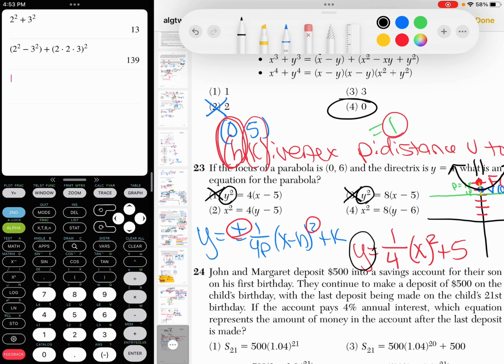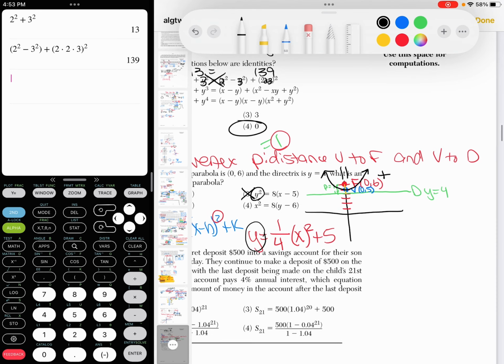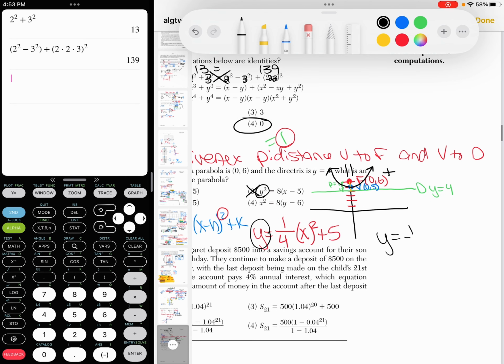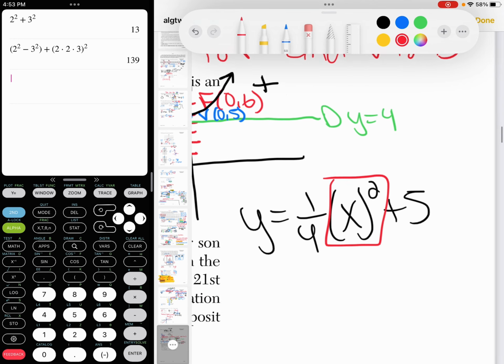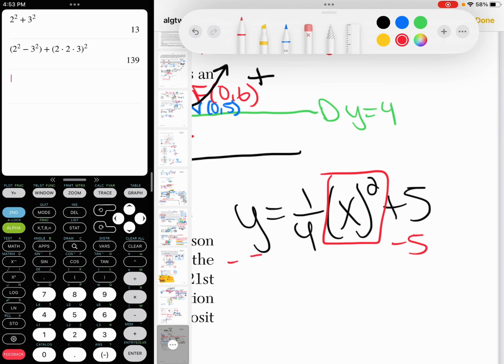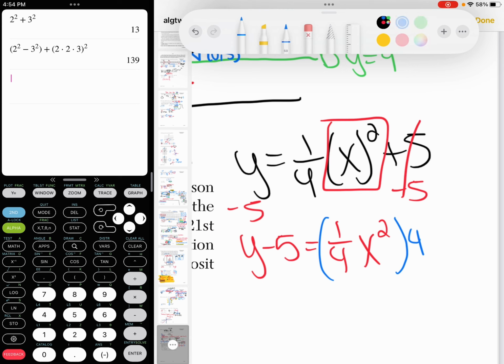The other two are solved for x squared, so we're going to have to do some math to solve this equation for x squared. So if I rewrite this, I'm just writing it again, y equals 1/4 x squared plus 5. I'm trying to solve it for x squared so that I can get it into the format that choices 2 and 4 are in. So I'm going to subtract the 5 over. I can't actually subtract 5 from y, so I'm just going to write y minus 5 equals 1/4 x squared. And then to get rid of that 1/4, I'm going to have to multiply by the reciprocal, which is just multiplying by 4.